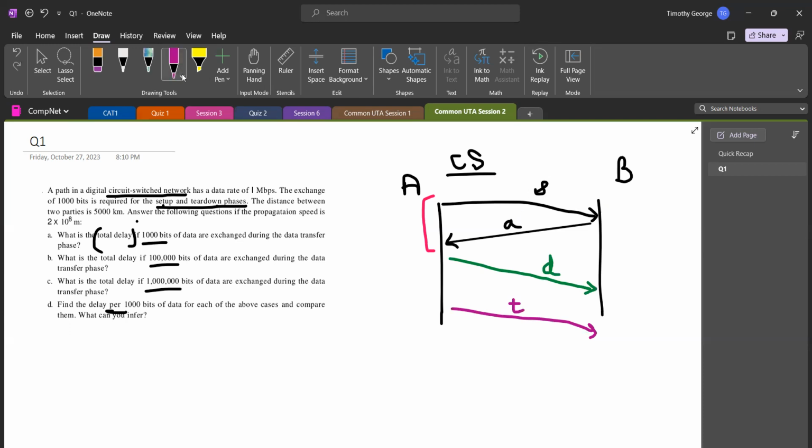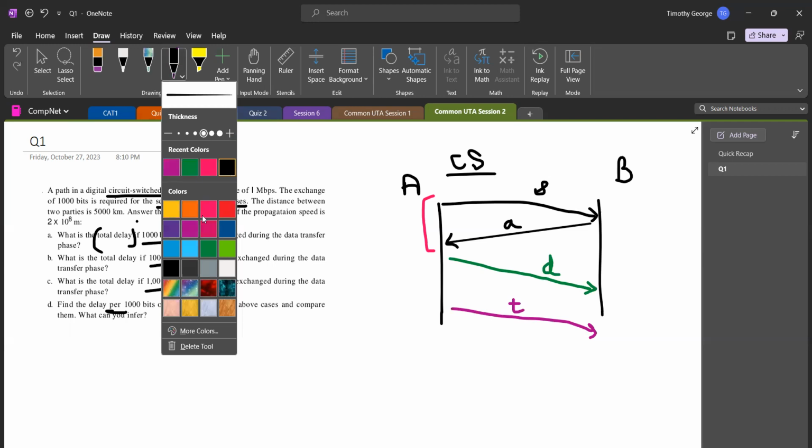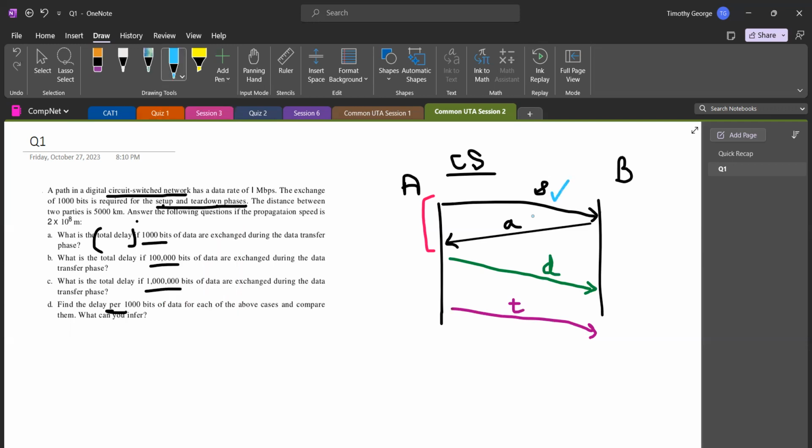So when we're calculating the total delay, we need to calculate 1, 2, 3, 4 passes of data. We have to keep all this in mind when we're solving this question. Okay, right. So let's begin.